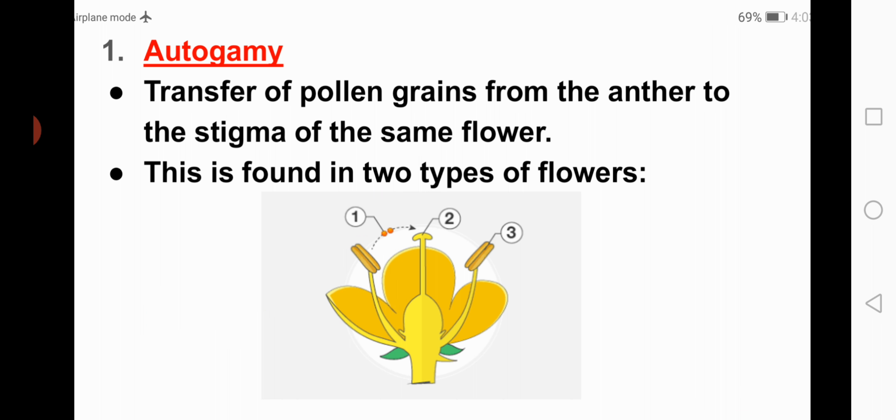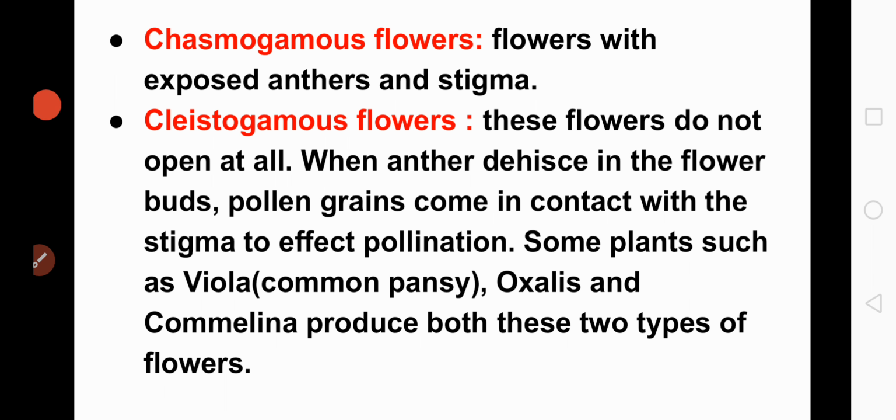This type of pollination is found in two types of flowers. They are chasmogamous flowers and cleistogamous flowers. Chasmogamous flowers are the normal flowers, the flowers with exposed anthers and stigma.